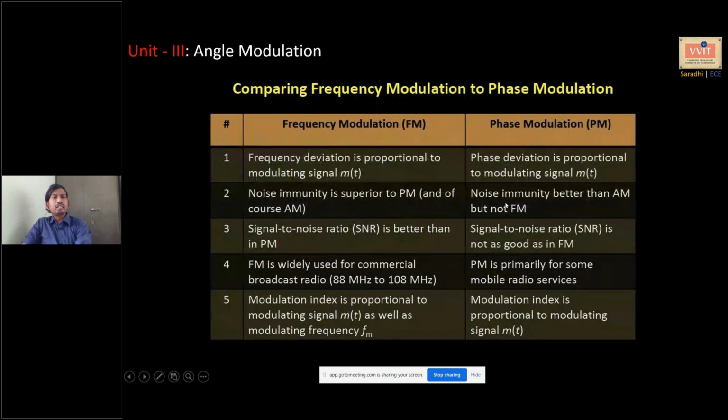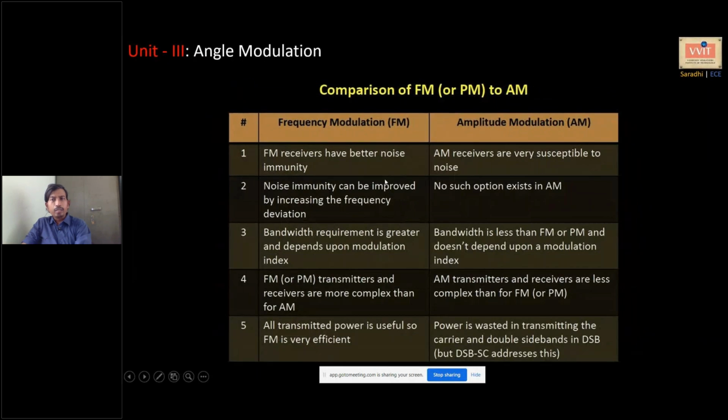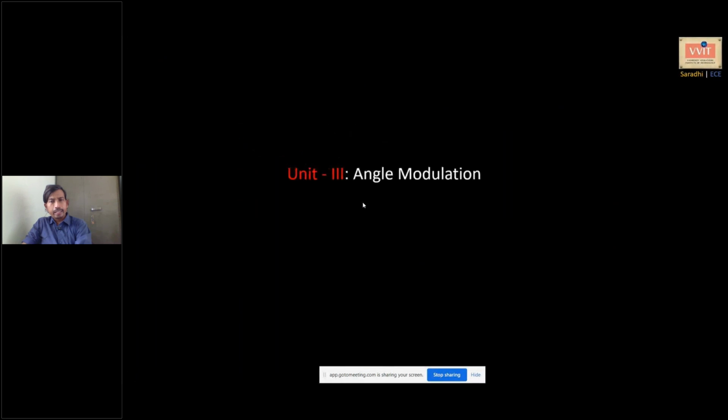Now here is a comparison of frequency modulation with that of phase modulation. You can go through this, and this is a comparison of overall angle modulation with that of AM. You can go through these points. There are some similarities and some differences in terms of bandwidth, transmission power, transmission bandwidth, and expressions. So this is the end of angle modulation.